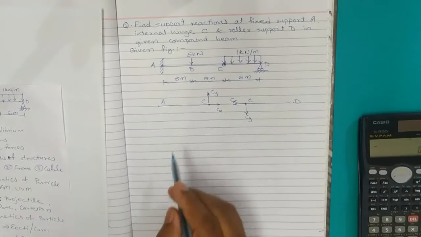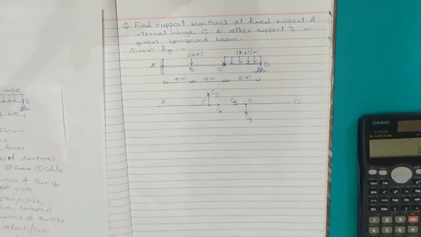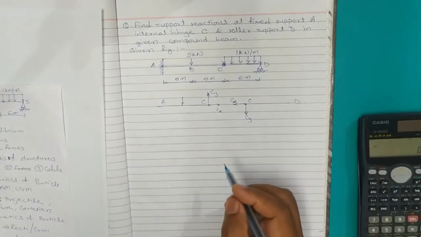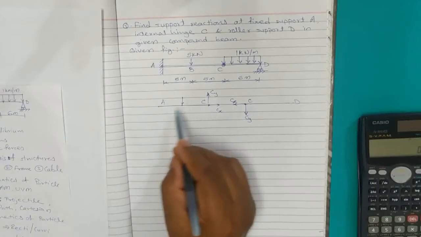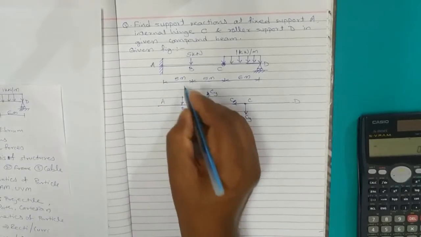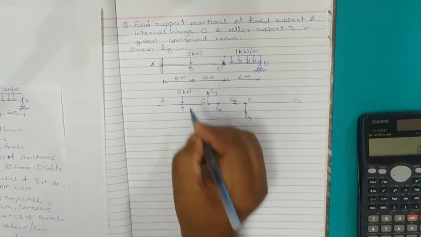Okay, so after understanding this, let's represent the rest of the reactions and the loads which are present in the system. Let's first draw the FBD, the complete FBD of the part AC. Here at point B, we have got a point load of 5 kilonewton.